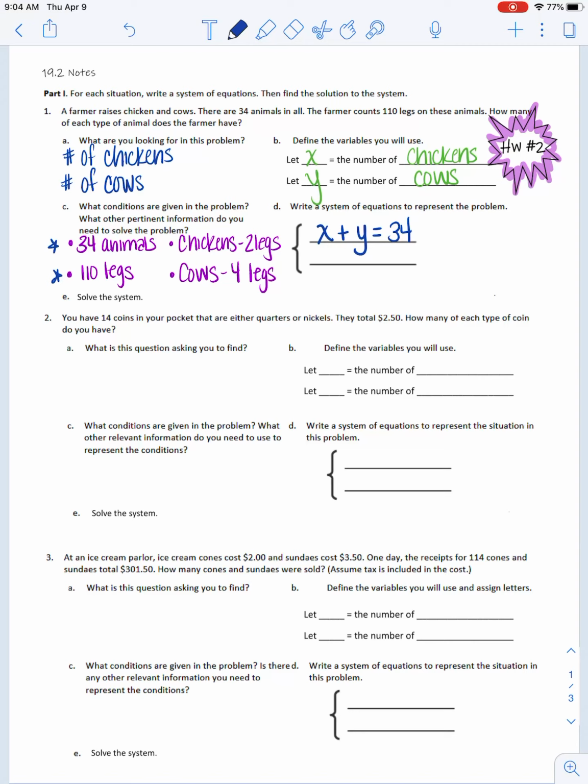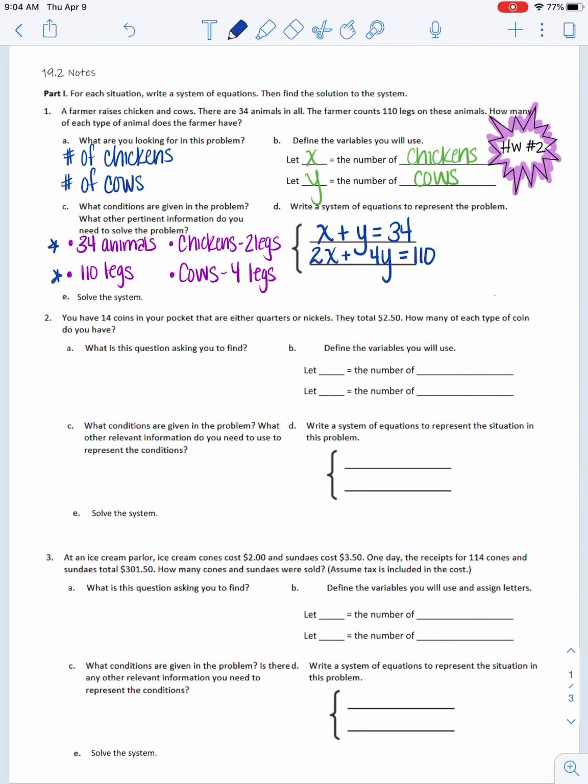Our second equation in our system has to deal with the 110 leg constraint. I know that chickens have 2 legs, so I can take 2 times the number of chickens, which is x, and add 4 legs times the number of cows, which is y, and that should equal 110 legs.